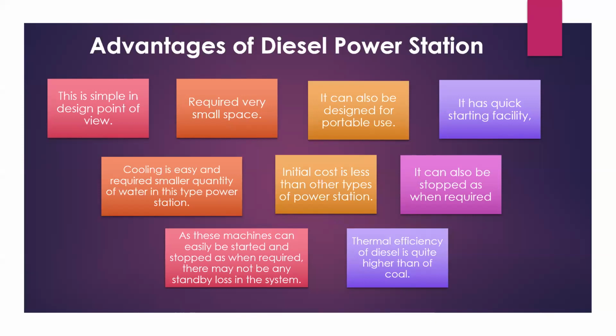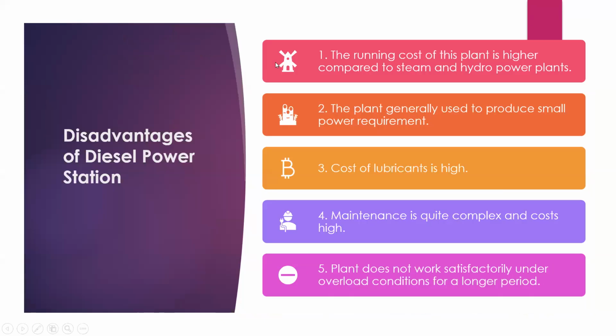Now I'm moving to the next part, the disadvantages of your diesel power plant. The running cost is high. The first one itself is that the running cost is very high, because the fuel which we are using is diesel, and compared to coal, it is very costly. So the running cost is high. The initial cost was less because the construction cost and everything will be less.